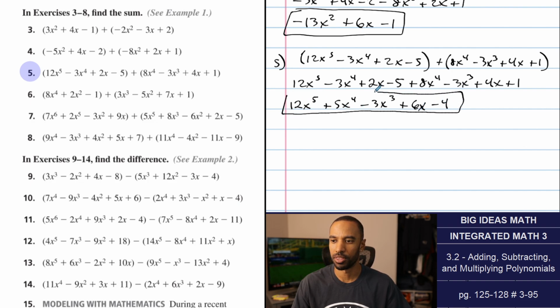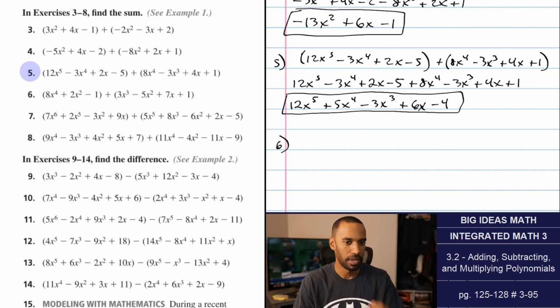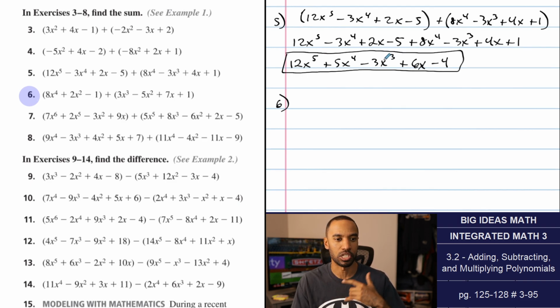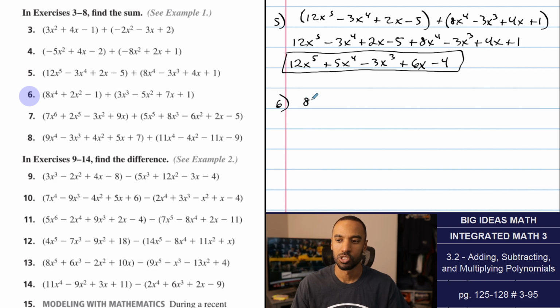So probably more than a minute. What I could do is not rewrite the original problem. If you're fine with me doing this for the next 3 questions at least, not write the original problem with parentheses and just rewrite it without parentheses. So let's rewrite without parentheses 8x to the 4th plus 2x squared minus 1.